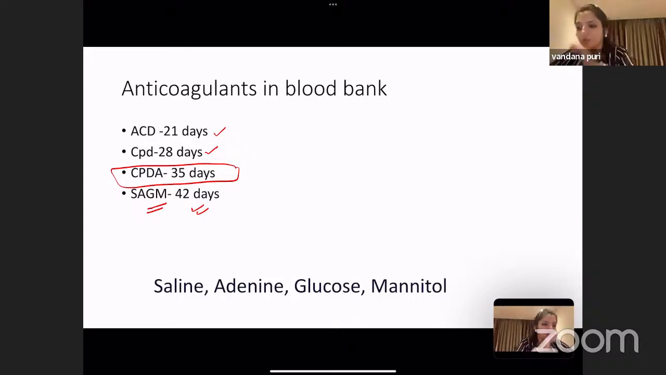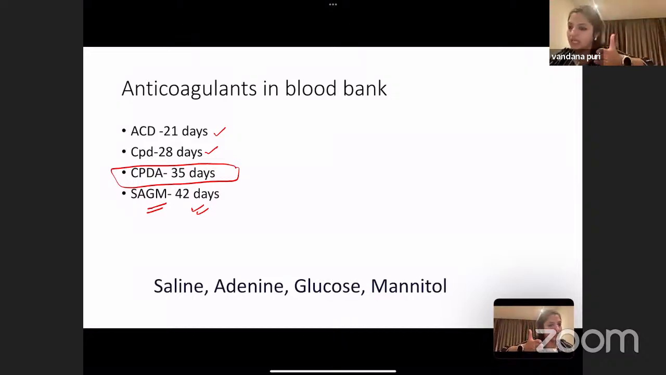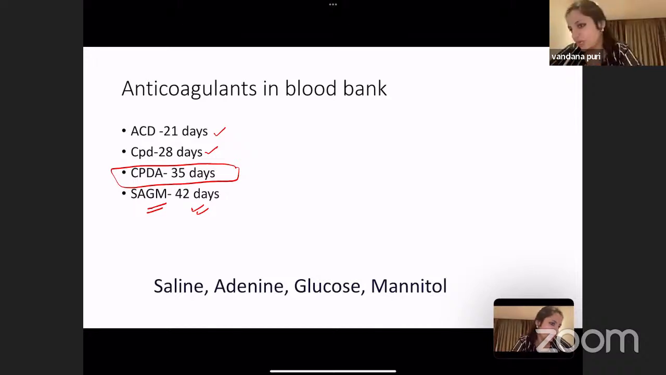Then the most commonly used anticoagulant in today's time is CPDA, that is citrate phosphate dextrose and adenine, which gives you a life of 35 days. And the last and the most robust one, which has been recently added, is SAGM. SAGM is added along with CPDA. SAGM has mannitol. It is saline, adenine, glucose, and mannitol. So it maintains the pressure and it gives a life of 42 days. It extends the life to 42 days.